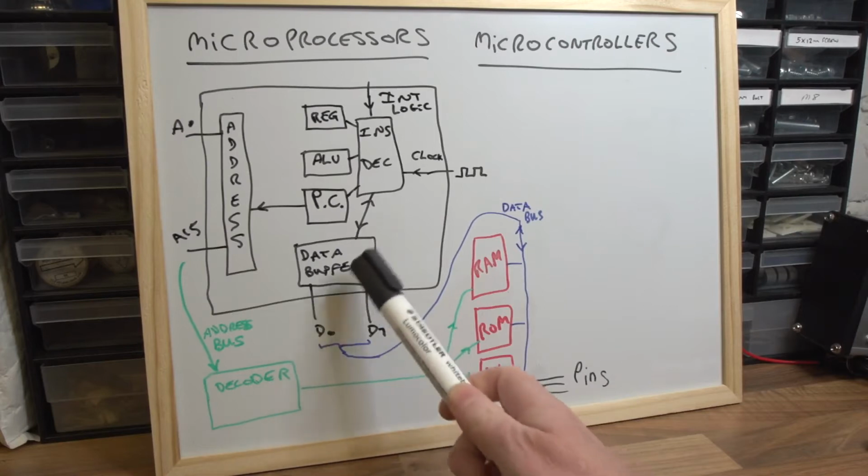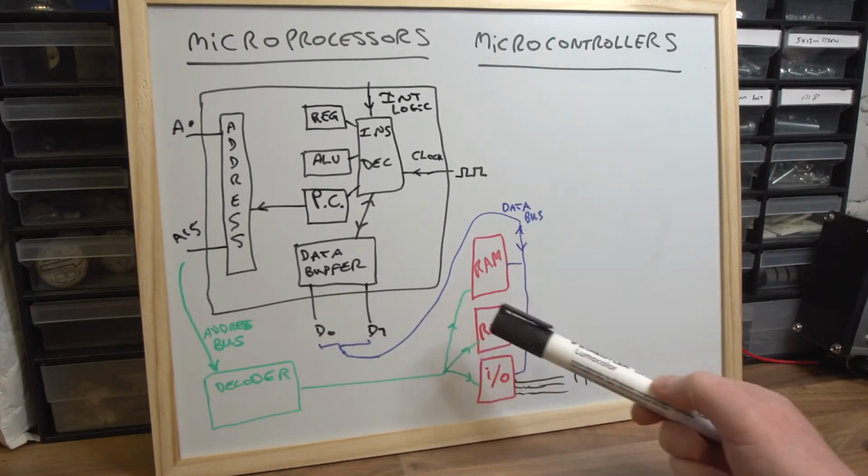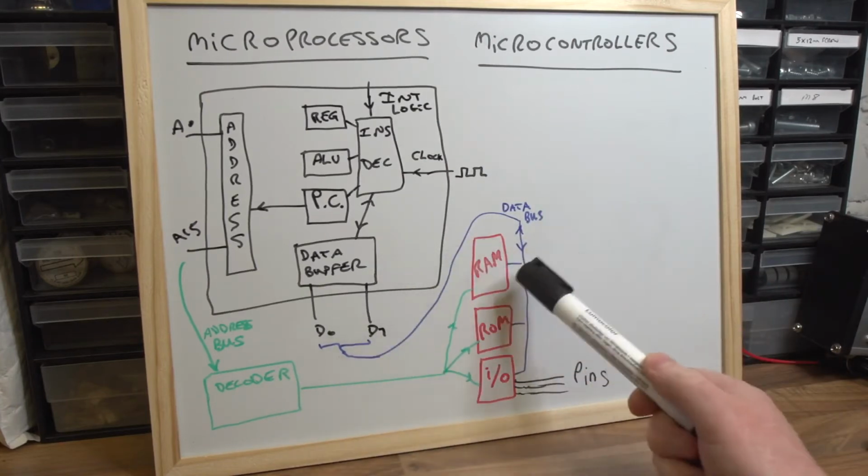At that point, the data bus can then say, okay, let's set the RAM to a value, or let's read from the RAM. Again, it's bidirectional. The data bus is bidirectional. You can write and you can read.